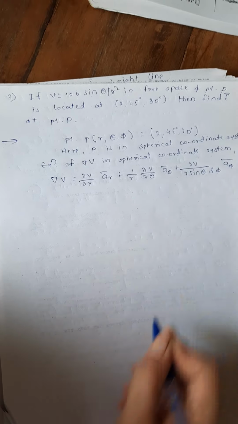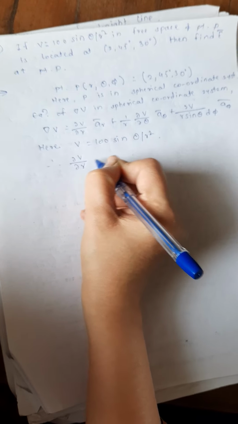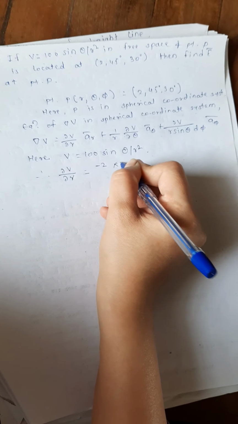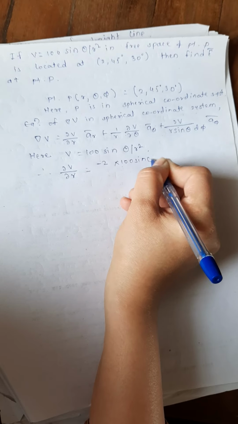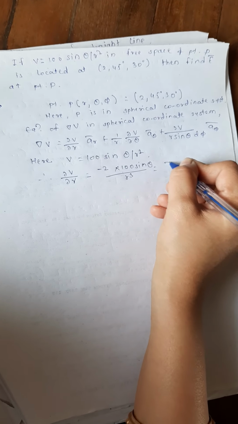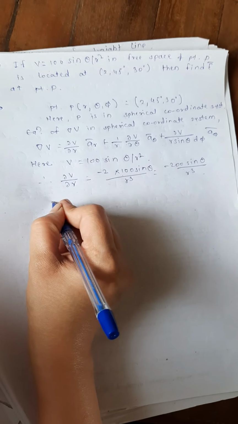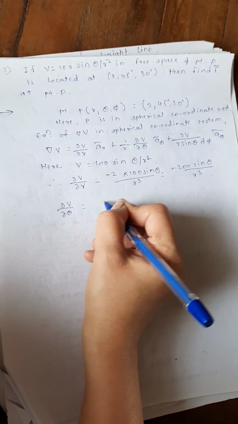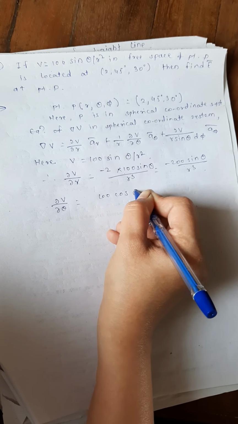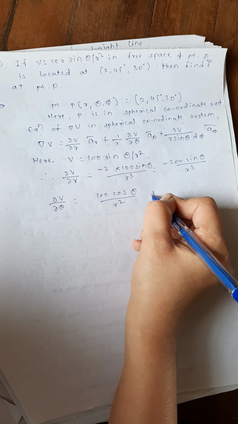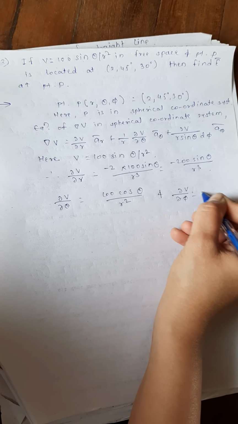So here what is V? V is 100 sin theta by r square. Therefore dV by dr is minus 2 into 100 sin theta by r cube, so it is minus 200 sin theta by r cube, and dV by d theta is 100 cos theta by r square, and dV by d phi is 0.